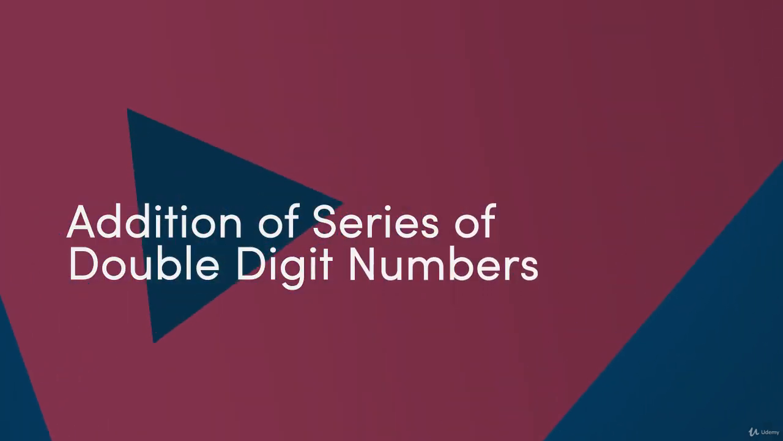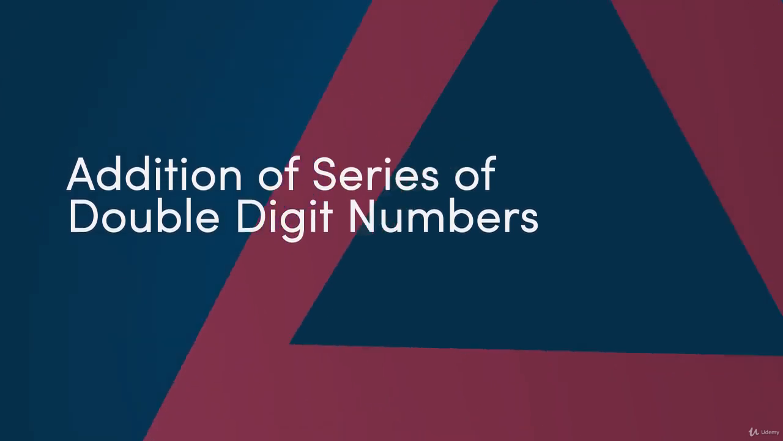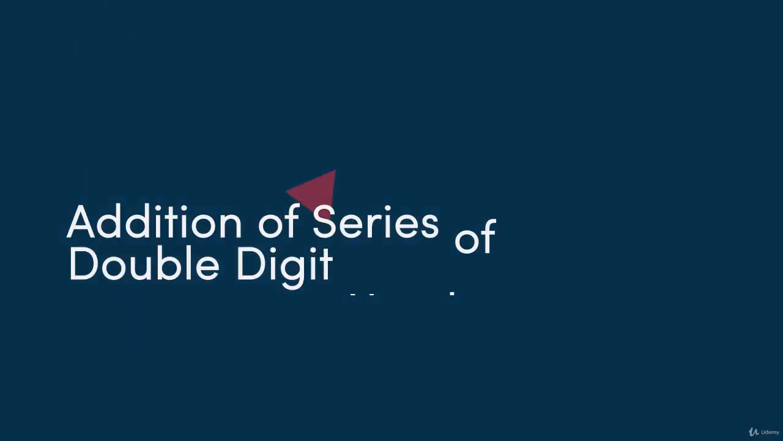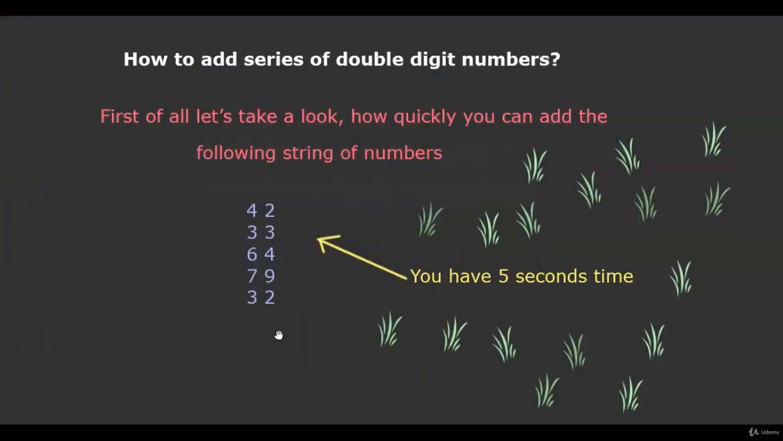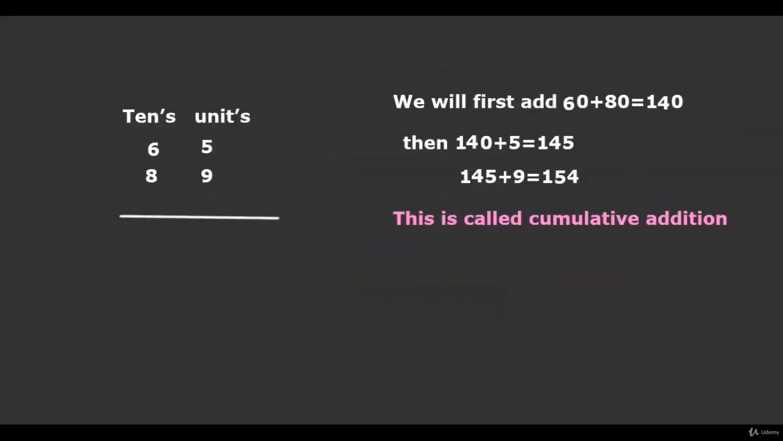In this lecture also we will continue with the grouping technique of addition, and this time we are going to add a series of 2-digit numbers. First of all, let's take a look at how quickly you can add the following string of numbers. You have 5 seconds. So the answer is 250. Let's try to understand this technique, and it gives the answer within a few seconds.